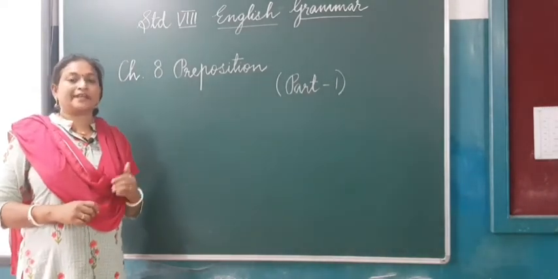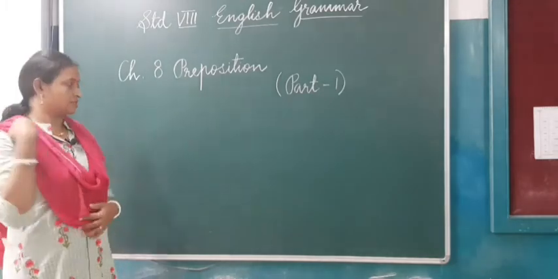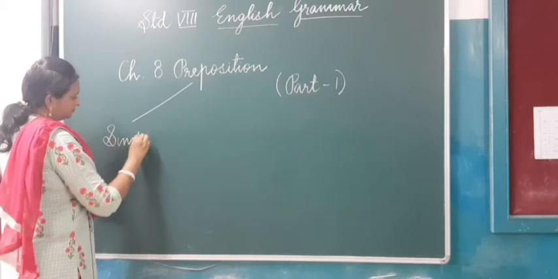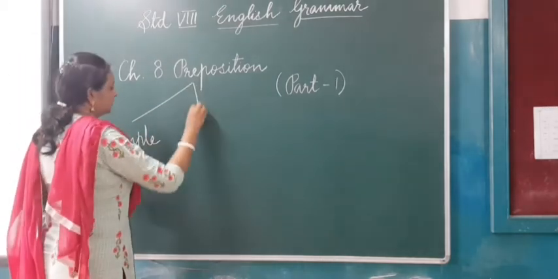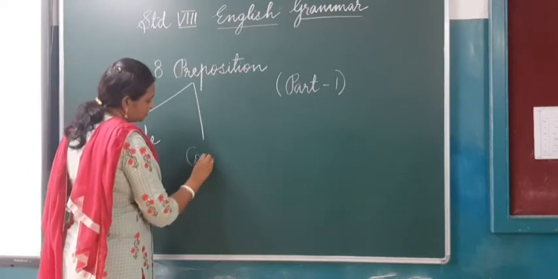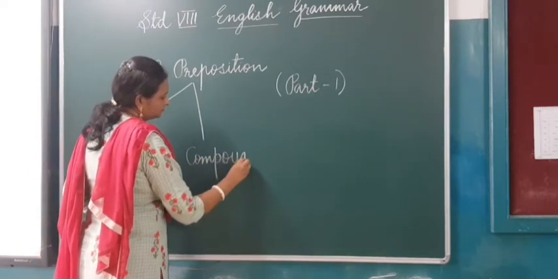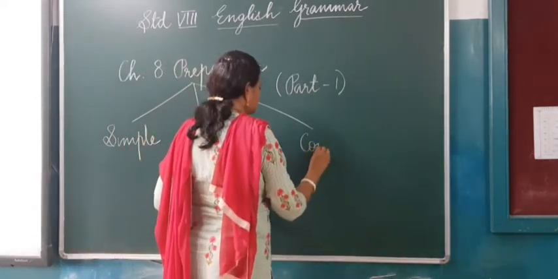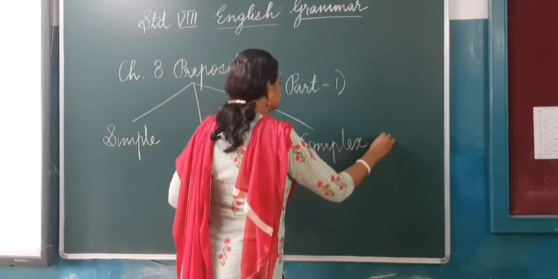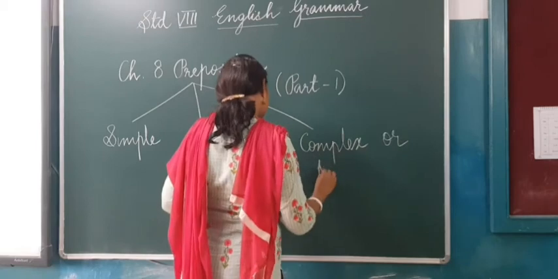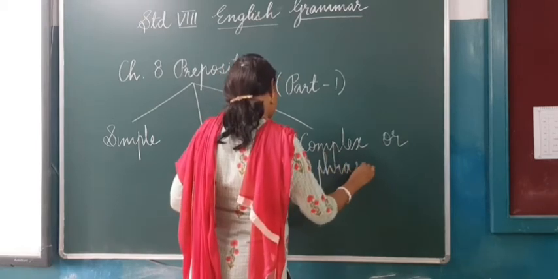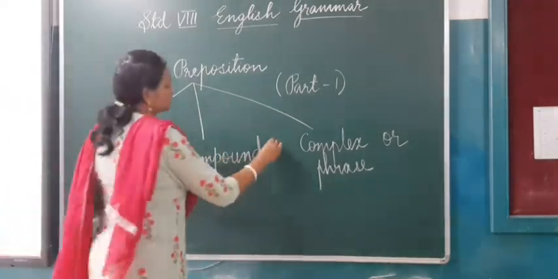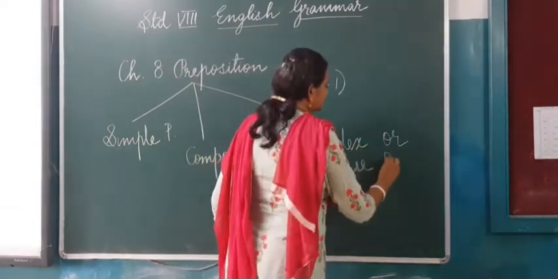Prepositions can be further categorized into three different forms. One is simple, the other one is compound, and the third one is complex, or even you can call it phrase. So we have simple preposition, compound preposition and complex or phrase preposition.